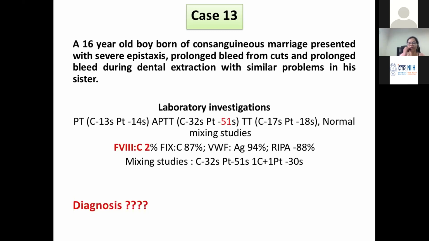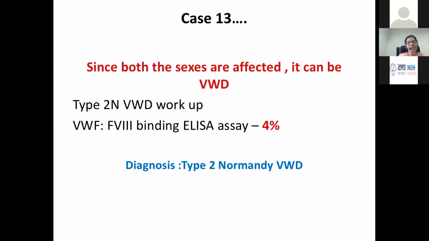So I said whenever factor 8 is low, you go for VWF. You have done that. VWF is normal. But the only indication here is his sister also has a similar bleeding history. So there is one subtype of von Willebrand disease which you call Normandy type 2N VWD, where all VWF related investigations are normal. Antigen is normal, RIPA is normal. It's only factor 8 which is reduced. But there is one test which can confirm this apart from the genetic test, that is the VWF factor 8 binding assay, which is 4%.